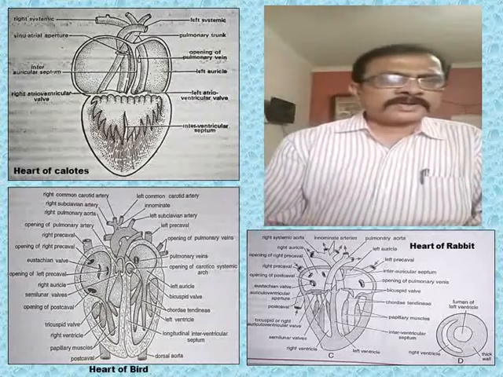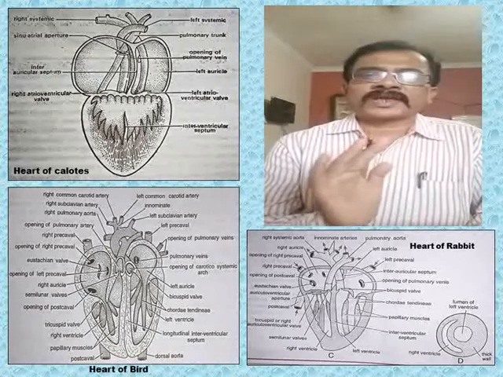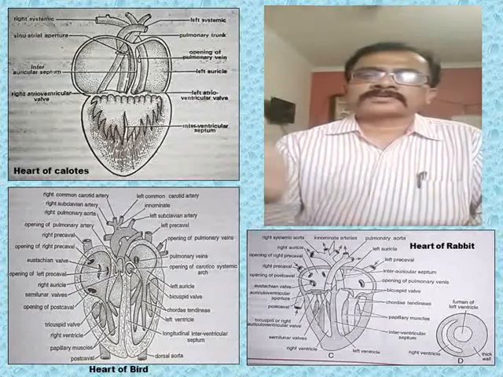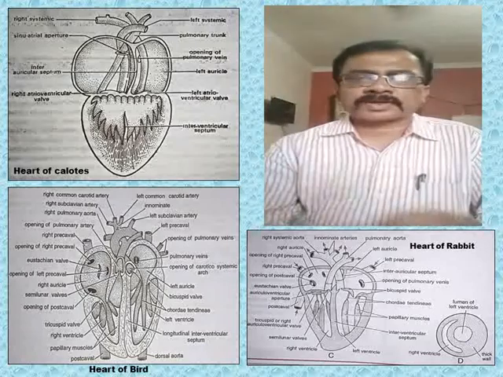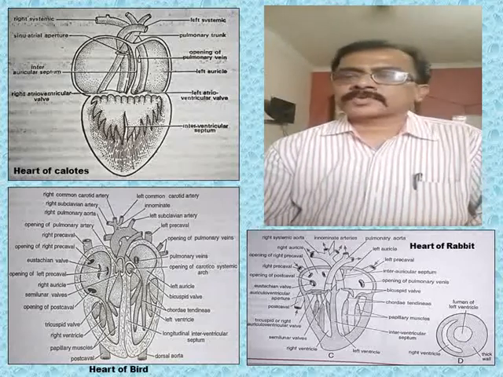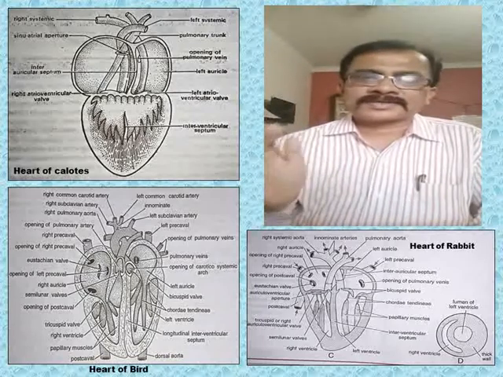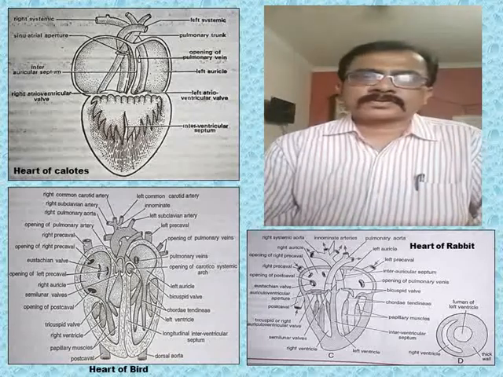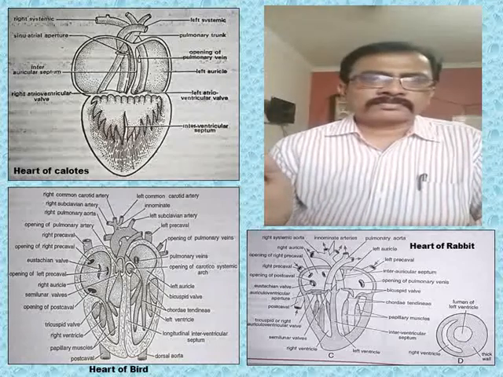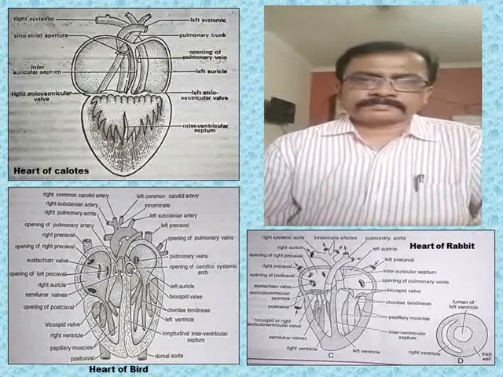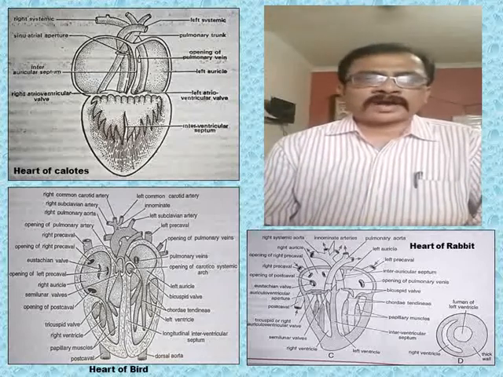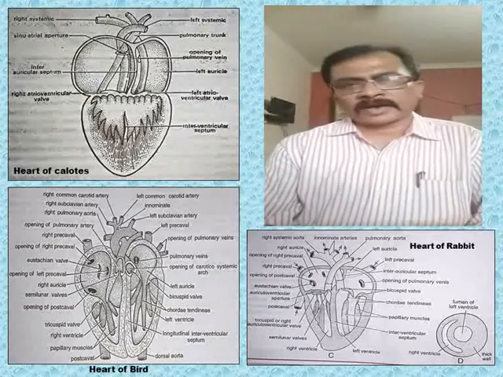Then in pigeon, there is no mixing of venous and oxygenated blood. Venous blood goes to the lungs, pure blood to the body parts, so it is a complete double circulation. And in case of mammals, which is the same as that of birds, there is no mixing of blood; completely or purely double circulation takes place. These are the comparative points of these 3 vertebrate hearts: lizard, bird and mammal.